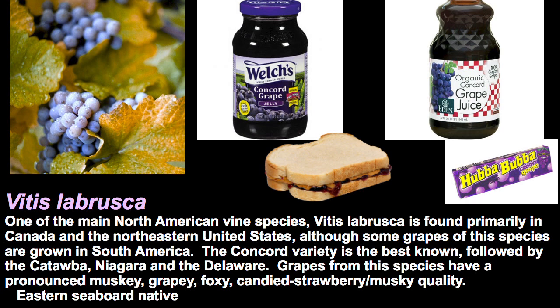Why am I pointing out Vitis labrusca? It's actually the grape you're most familiar with in life before you started drinking wine. That's why. One of the main North American vine species, Vitis labrusca, found primarily in Canada and northeastern United States, although it does grow prolifically in South America now and other places, is the variety that you know the most because Concord grape variety is best known as grape juice and jelly and jam.